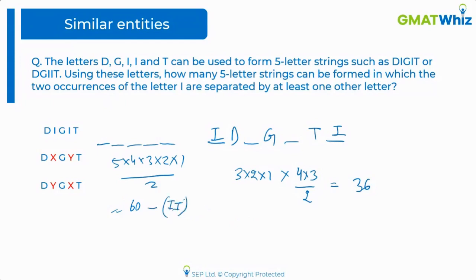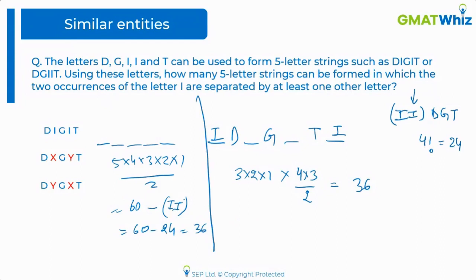Subtract those cases. If you consider the 2 I's as a single entity, then you have D, G, and T. Now this is one single entity and these are 3 different entities. So we have 4 entities in total which can be arranged in 4 factorial or 24 ways. So you can simply subtract 24 from 60 and you will still get 36. So you can use this method or that method, you will anyway end up getting the same answer.